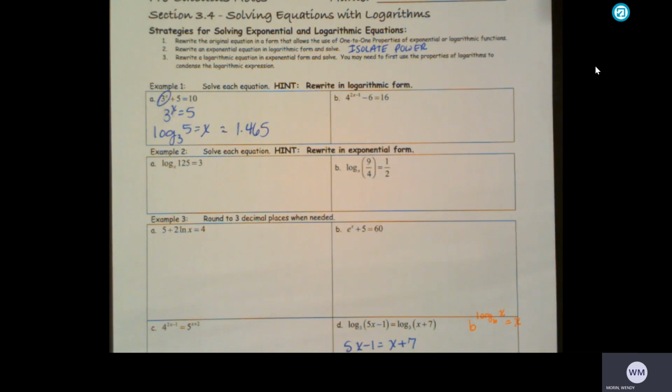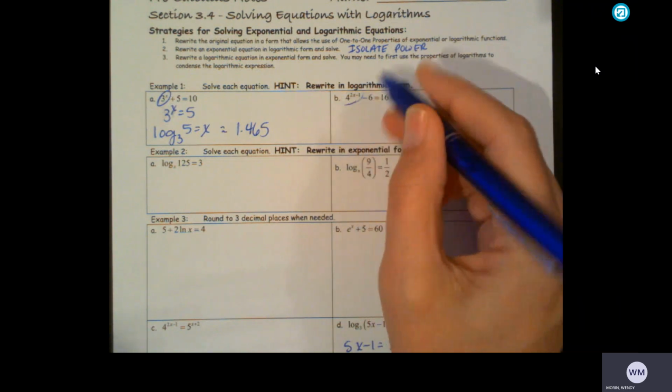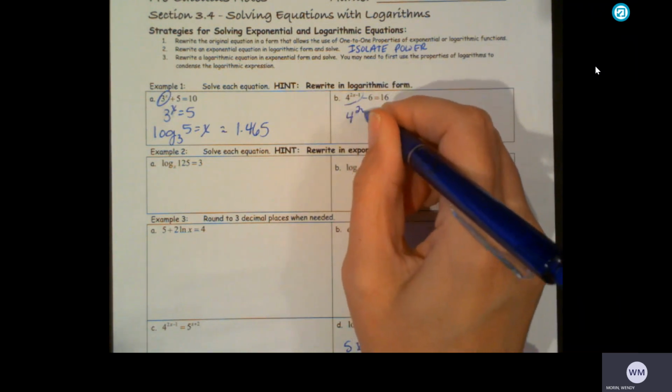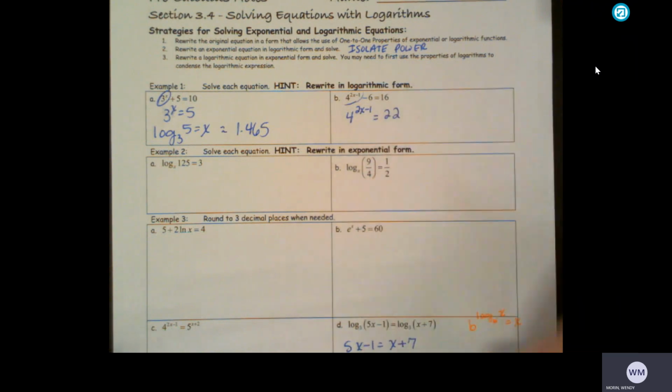Okay, next one. Exponential equation. Isolate. So 4 to the 2x minus 1 equals 22. Change to log form.